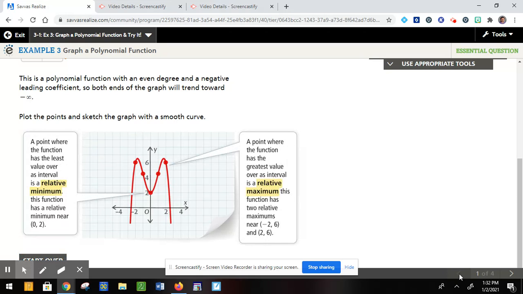A couple other vocab to talk about. A relative minimum is in a region of the graph the lowest point. So this is not the lowest point of the entire graph because it goes down forever, left and right. But in that middle section, the relative minimum is near 0, 2, right? We're not being exact here, so that's why we're saying it's near. It also has 2 relative maximums near those ordered pairs, -2, 6, and 2, 6. Relative maximum, the same idea, right? In that region, it's the highest point.